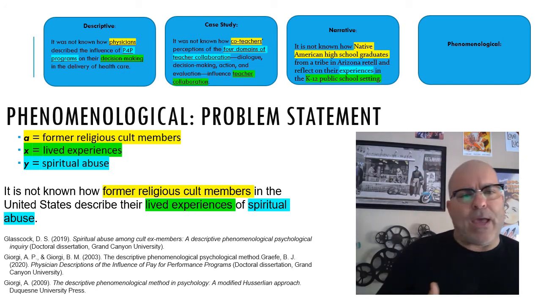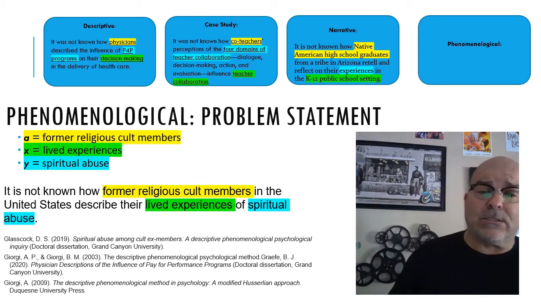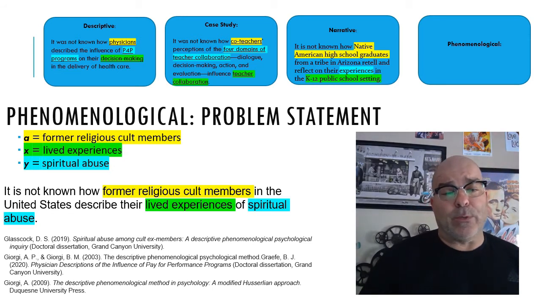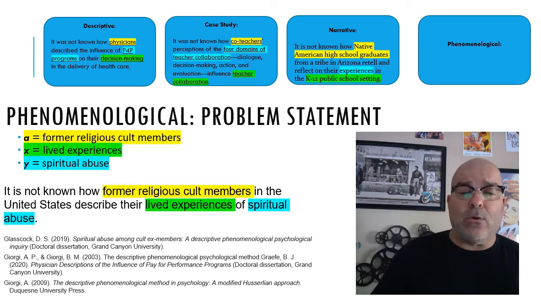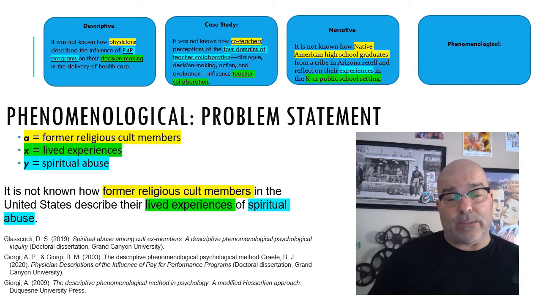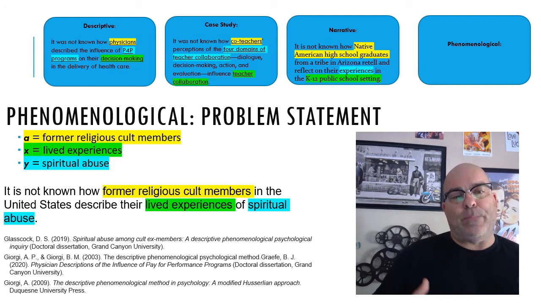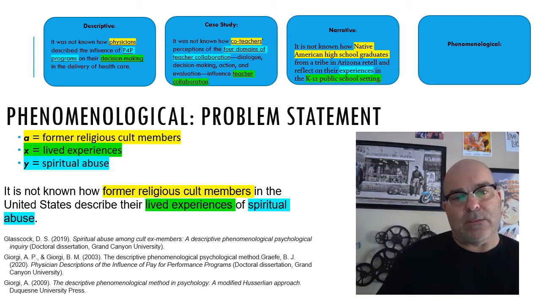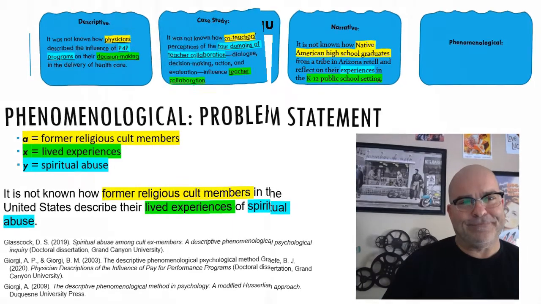So we'll follow the same pattern that we did before, and where in this case, A equals former religious cult members, X equals lived experiences, and Y equals spiritual abuse. So it is not known how former religious cult members in the United States describe their lived experiences of spiritual abuse. And again, you can see the same pattern repeating itself. So when you apply it to your research problem, if you simply fill in those blanks, depending on which design you're using, it should be somewhat straightforward.